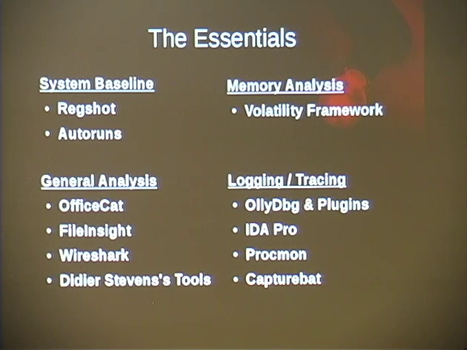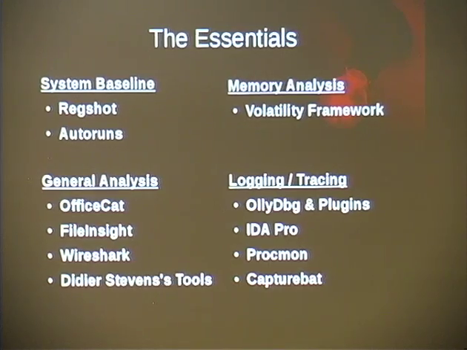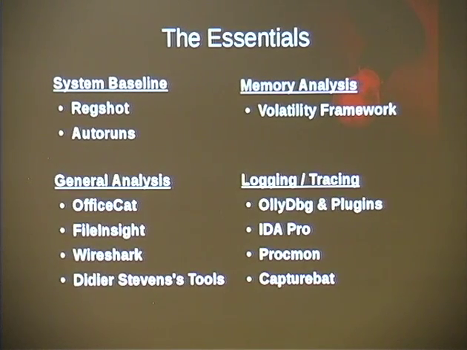For auditing what's going on in the system: OllyDbg and plugins for doing dynamic analysis of the executables, IDA Pro for static analysis of what's going on inside the exe, Procmon and CaptureBat. Those are the meat and bones of basic dynamic analysis. Procmon can log everything that happens to the computer in the file system, the registry, the network, new processes that started, exited, etc.